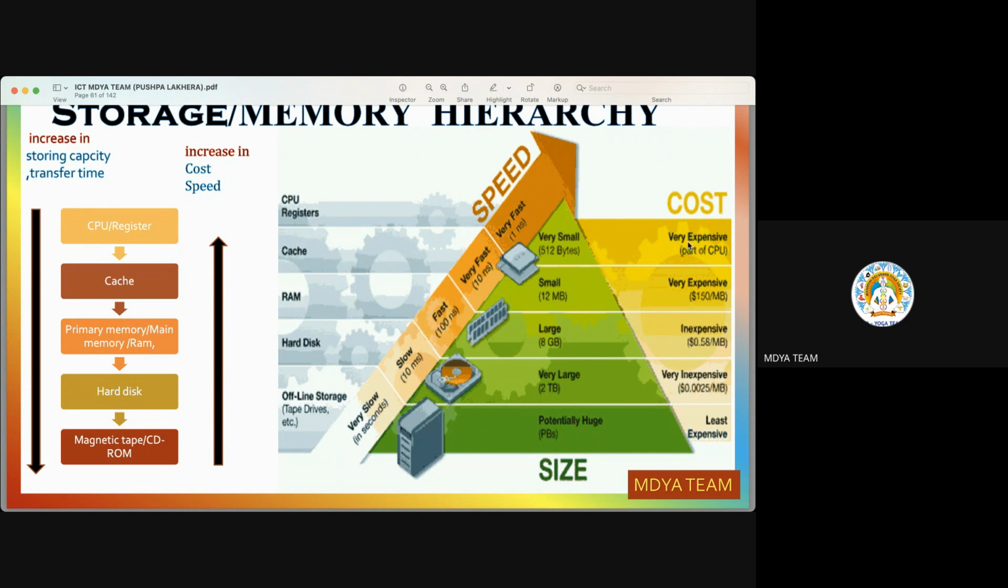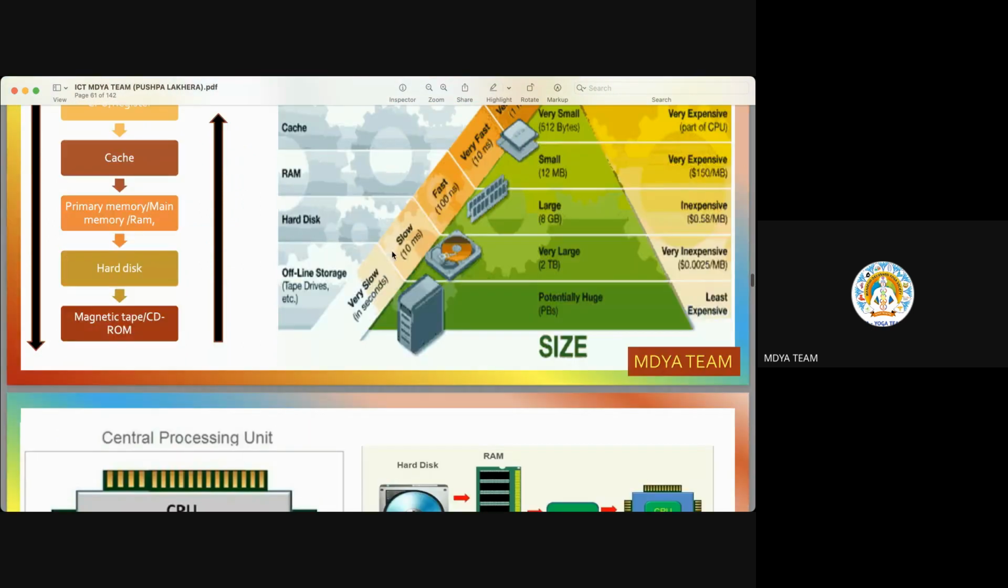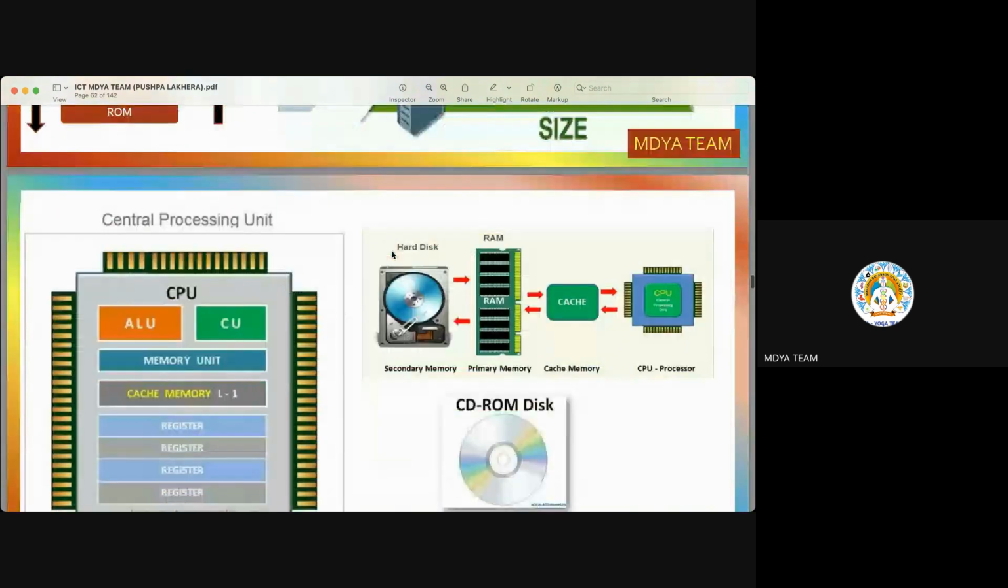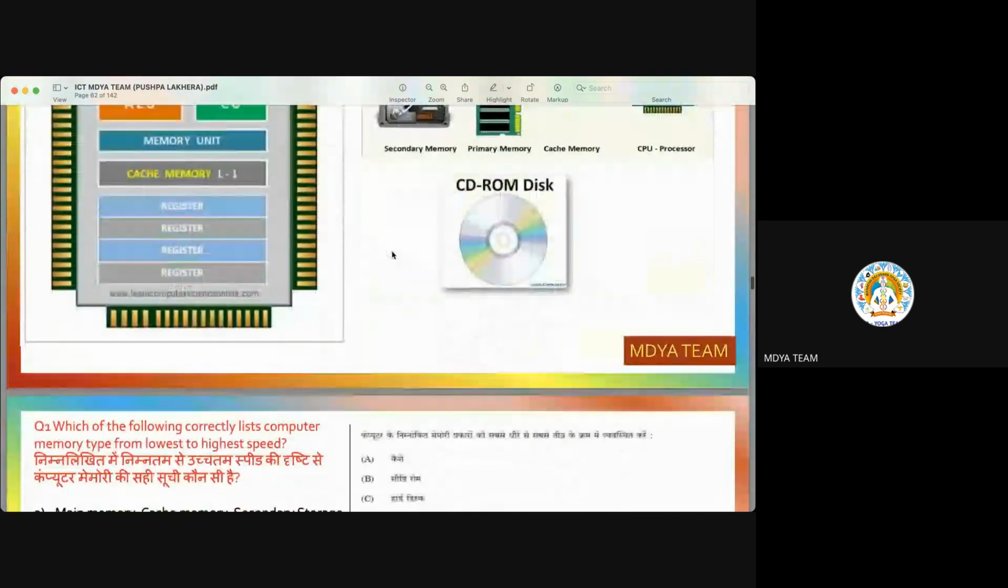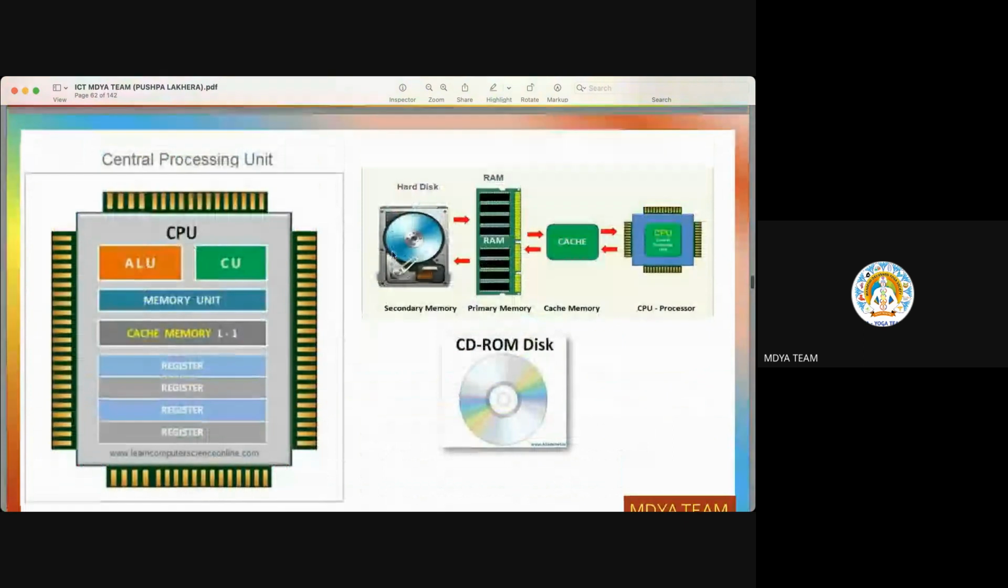So likewise, this hierarchy makes it very clear about the speed, the cost, the storing capacity, and their size. So you just go through this slide, and many things will get clear.